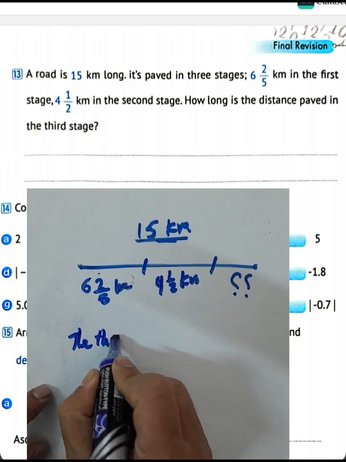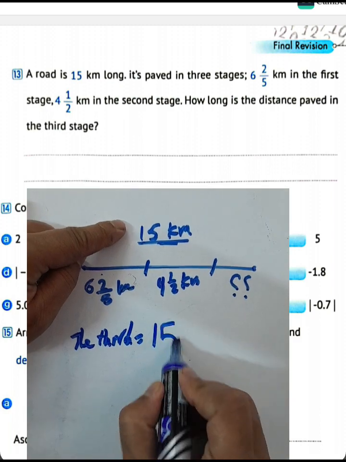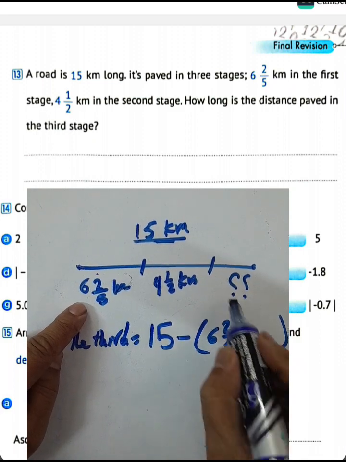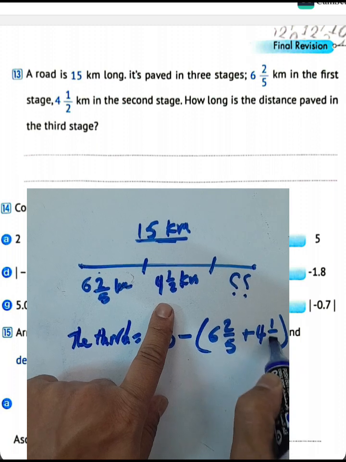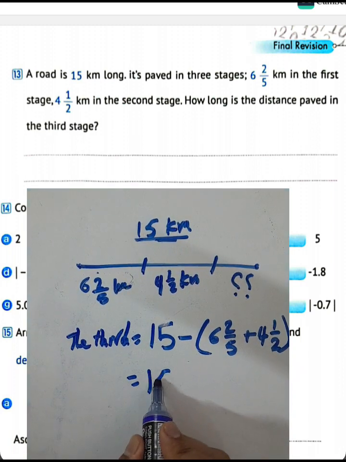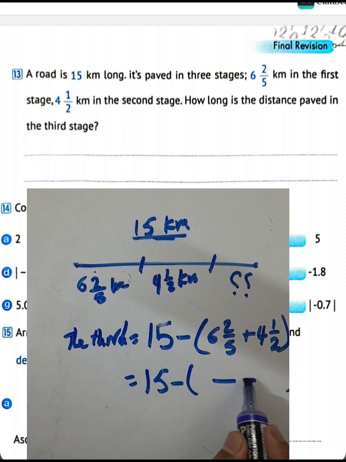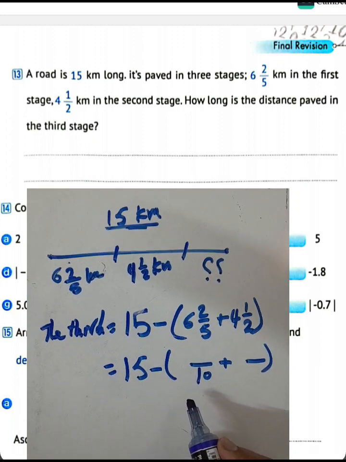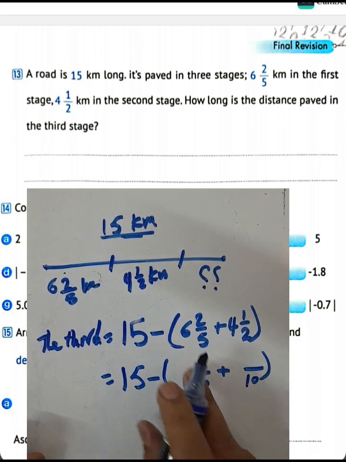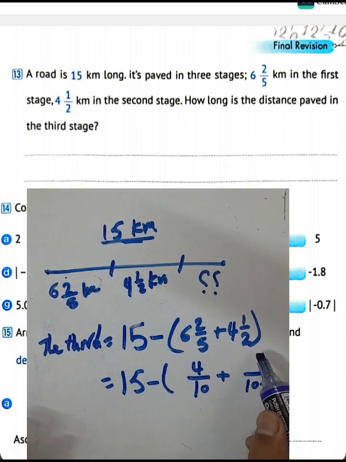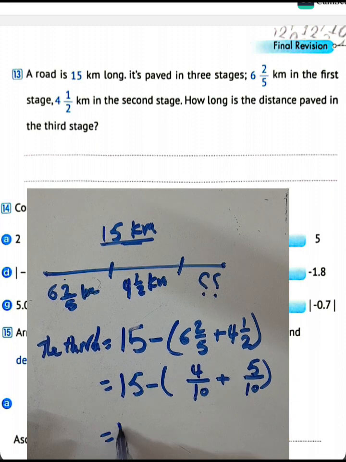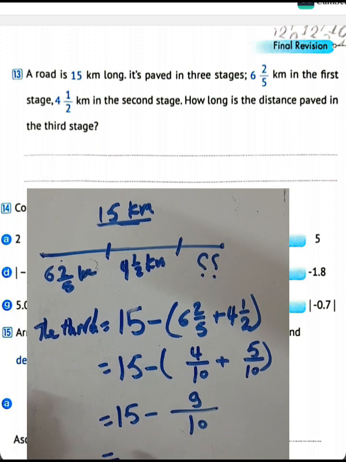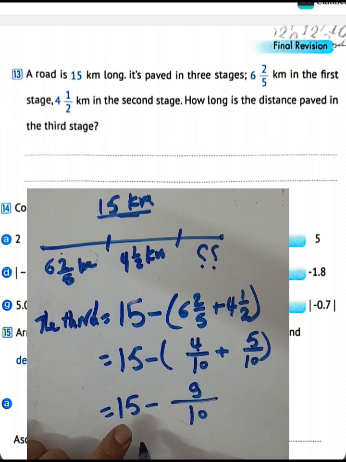The third: write the total distance, subtract the sum of the first, 6.25, and the second, 4.5. Right here 15 subtract. 5 and 2, the highest common factor between them equals 10, because 5 and 2 are relatively prime numbers. Write 10 in the denominator, and 2 times 5 equals 10, 2 times 2 equals 4, 2 times 5 equals 10, 1 times 5 equals 5, and then write 15 here, and 10. 4 plus 5 equals 9. 15 here, subtract 9 over 10.